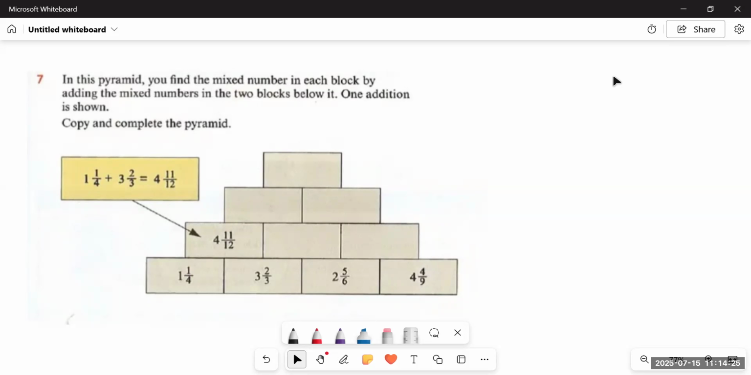This is Cambridge Lower Secondary, Book 7. Today we are going to continue with exercise 7.2, related to adding mixed numbers. We are going to do question number 7 and onwards. So watch the video till the end.